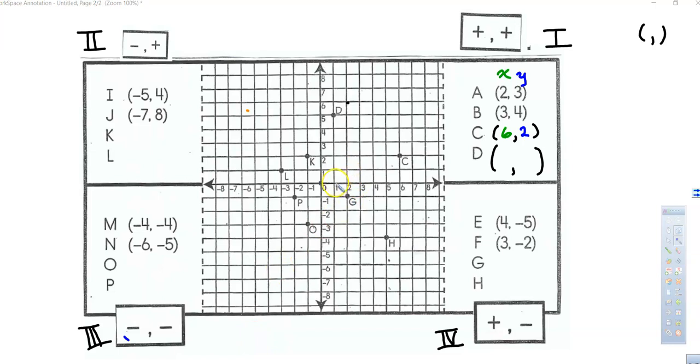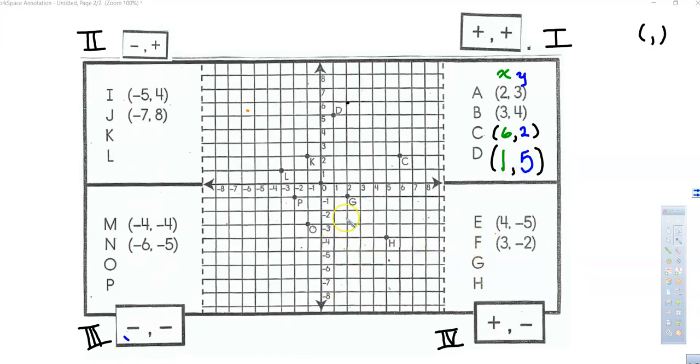So we'll do one more together to find the ordered pair for D. How did we go left to right? We went right 1, followed by 1, 2, 3, 4, 5, up 5. So it's (1, 5).